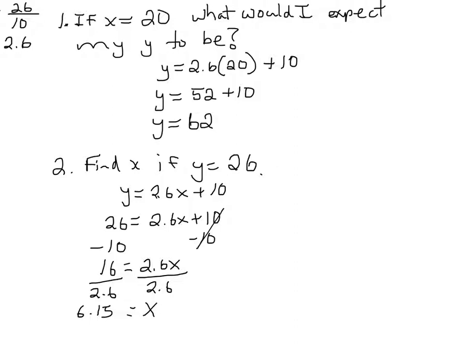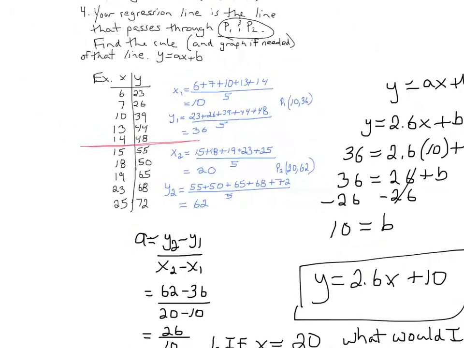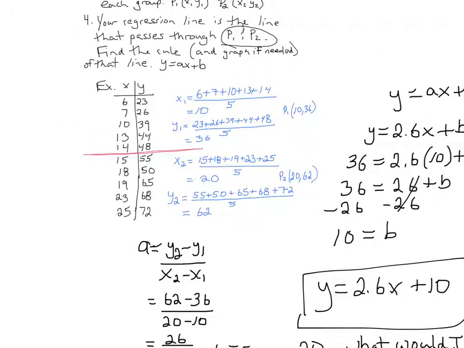What I would like you all to do at the end of your notes, I'm not going to do it up here because you all know how to graph. I would like you to graph all of these points on a piece of graph paper, preferably, or if you don't have graph paper, make a grid. Graph your P1 and your P2, draw your line that goes through P1 and P2, and then write your regression line formula on the side.